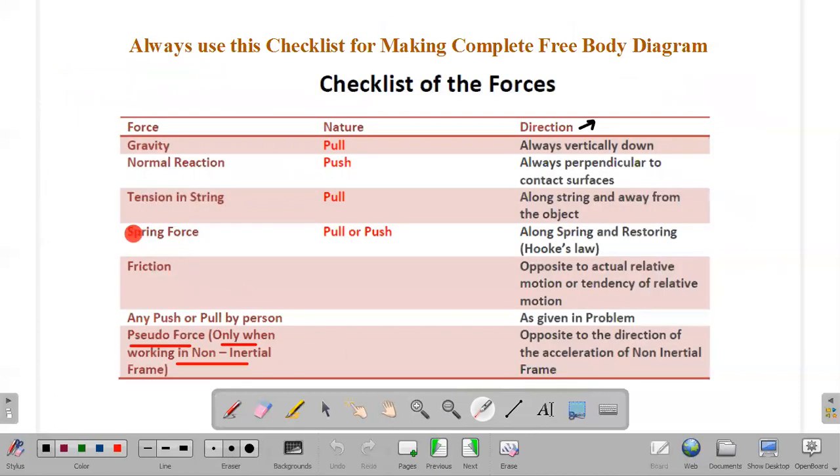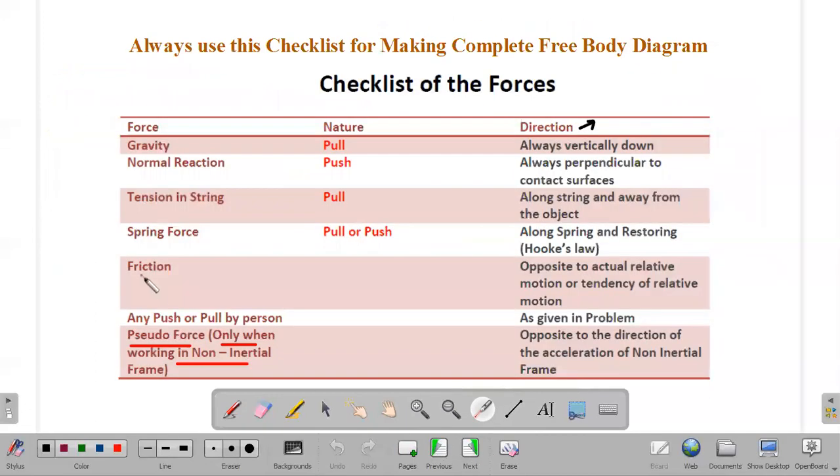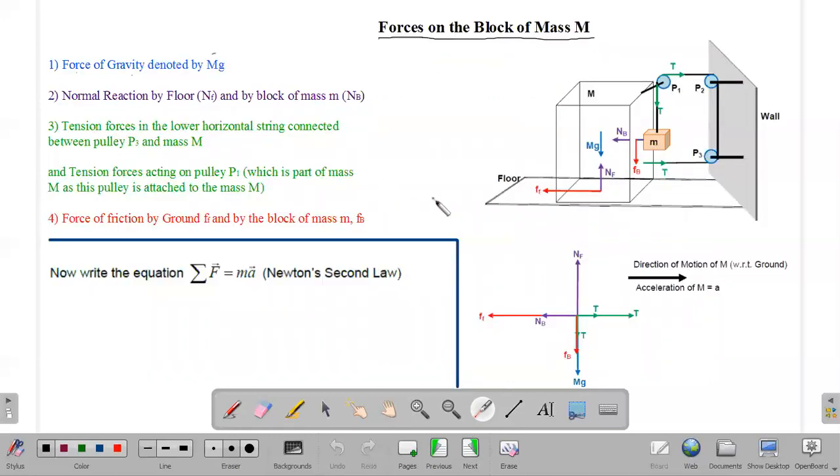Now the next point is spring force. Do we have any spring in this question? Answer is no. In this question we don't have any spring. So move to the next point, friction. Do we have friction in this question? Yes, we have friction between the block and floor and also between these two blocks. So accordingly, I have drawn two friction forces.